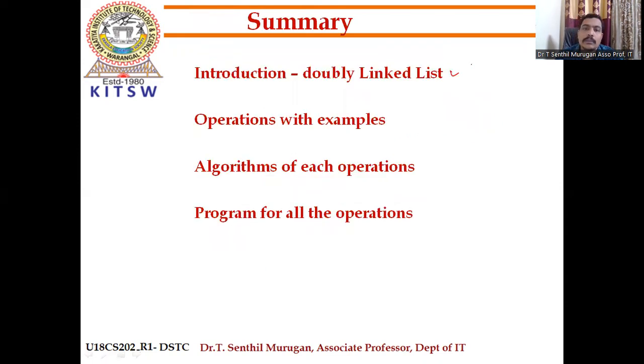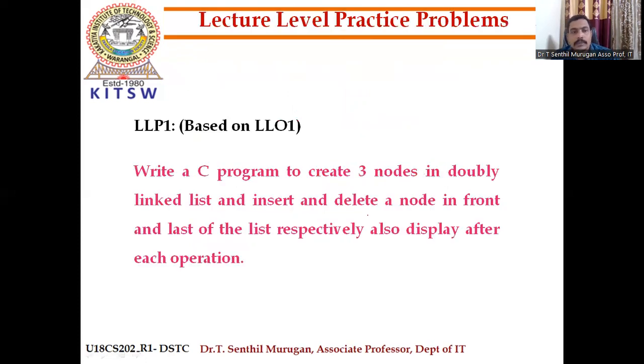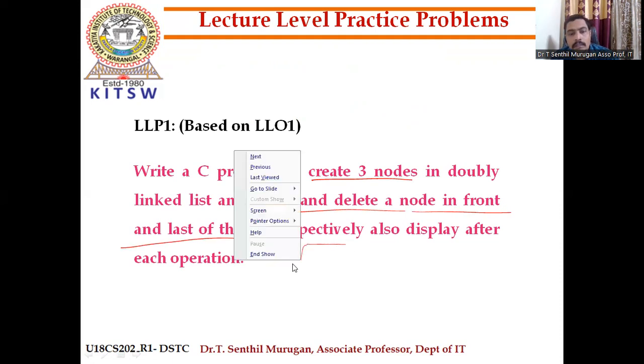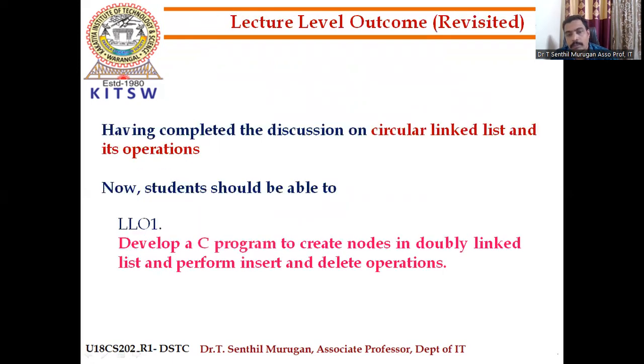So we discussed the doubly linked list with examples, the operations of a doubly linked list with examples, and the algorithm of each operation. Based on the algorithm, you can write the program for the concepts. Okay, so now you have to create 3 nodes with a doubly linked list and insert and delete a node in front and last of the list respectively. Also display each operation.